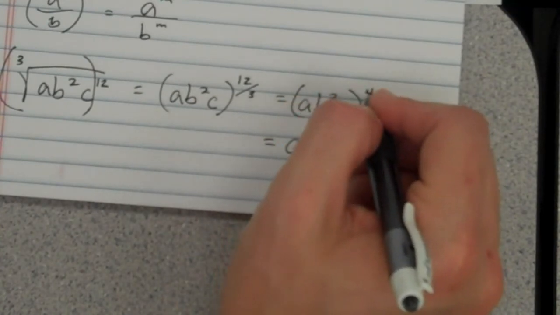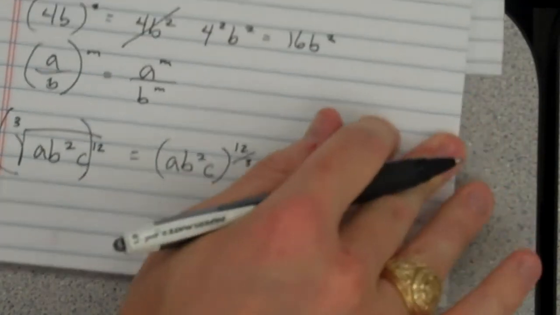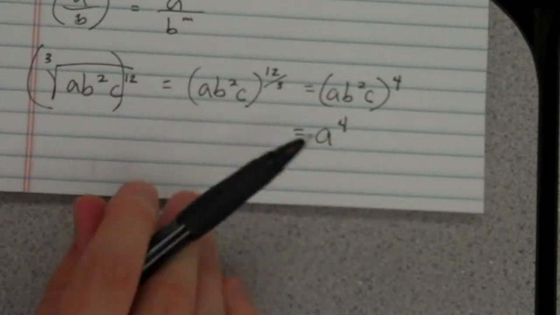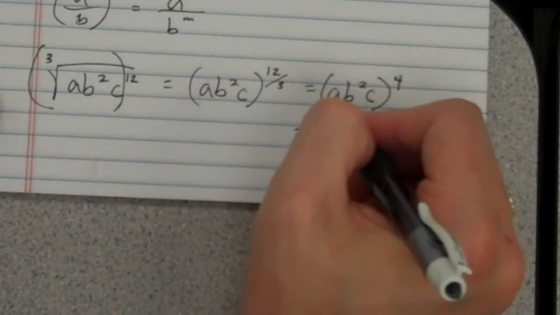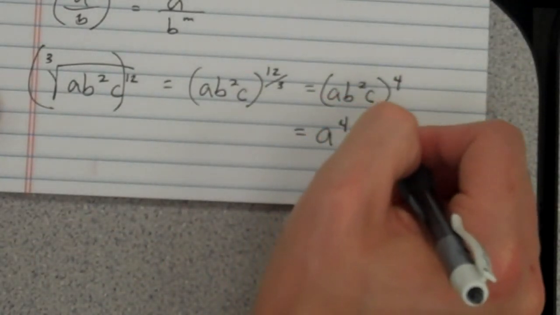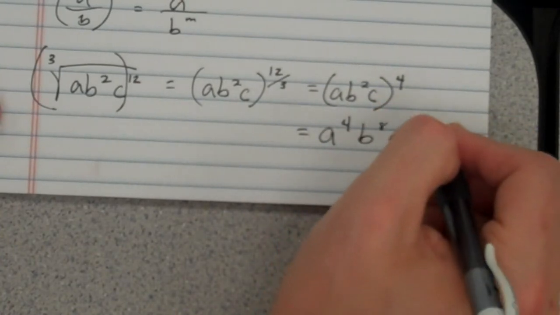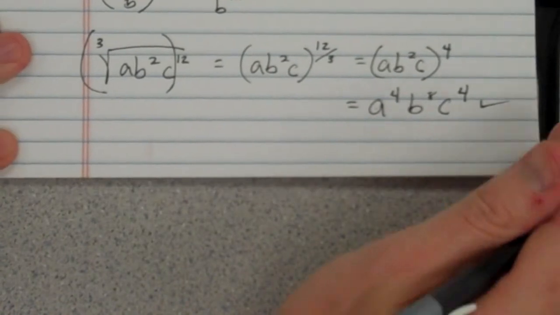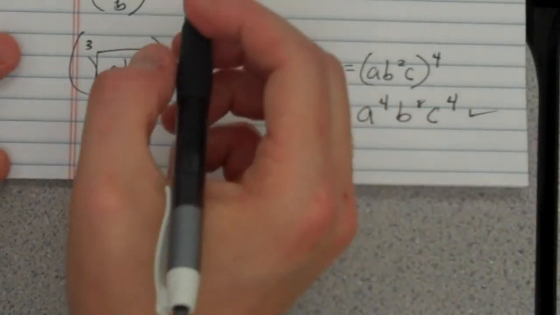What do we do to these? We multiply them just like in this rule, right? See how we multiply them here? So just here we're going to multiply them as well. So 2 times 4 is 8, a to the 4th, b to the 8th, c to the 4th. That's our answer.